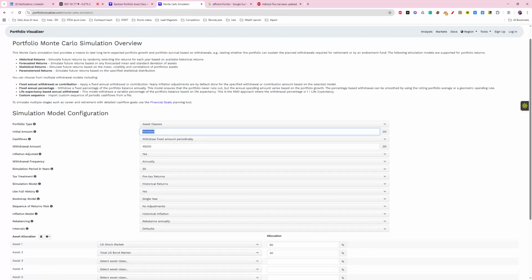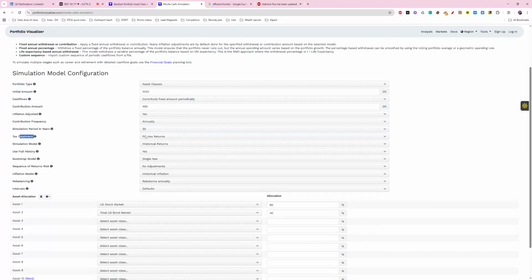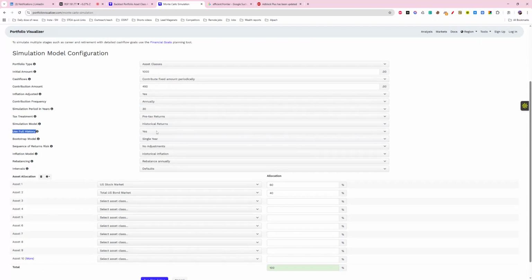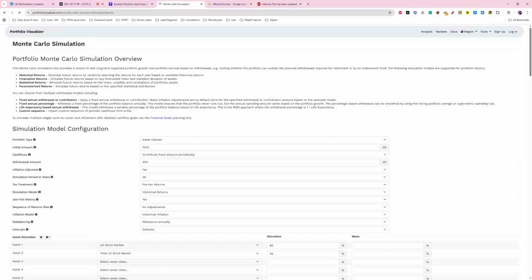Your initial was 1,000, right? Fixed amount contribution, we said 450, and inflation adjusted, yes. Simulation period, we said it's going to be 35 years. No, it was exactly 30 years. That was okay. Tax treatment, pre-tax return, simulation model, historical return is okay. And useful history is also okay. Single years is okay. Sequence of risk adjusted, rebalance annually is okay. Let's calculate the Monte Carlo simulation.